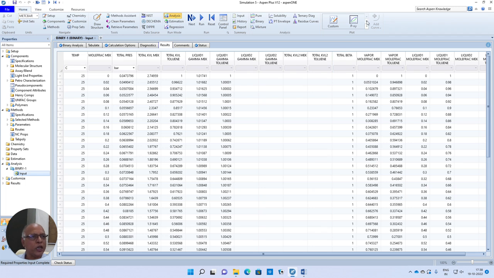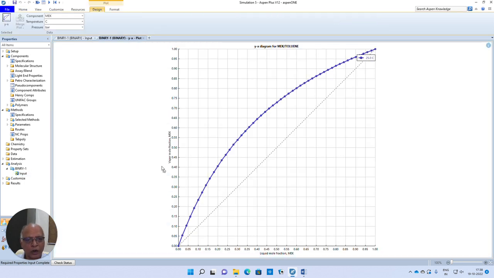In fact, you will also be able to plot other plots from this. Let me plot this Y versus X. Now, this is going to represent the mole fraction of MEK in the vapor phase versus the mole fraction of MEK in the liquid phase at a temperature of 25 degrees.